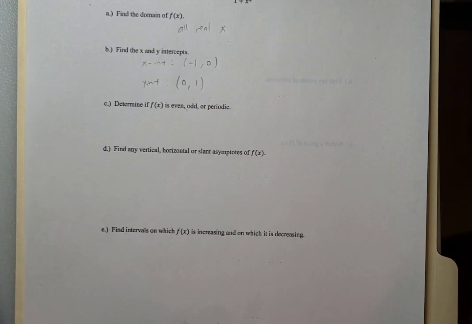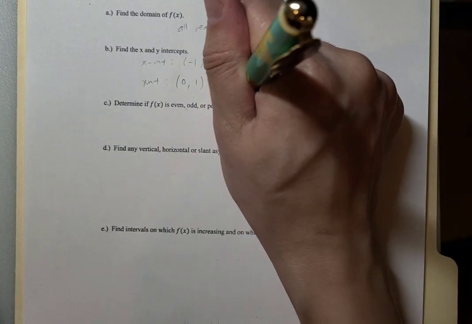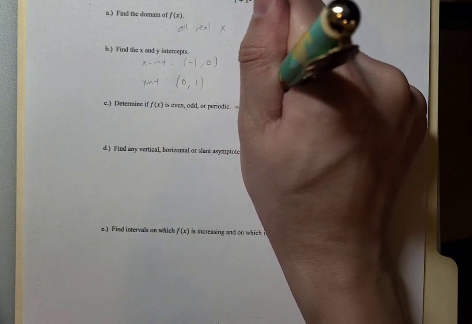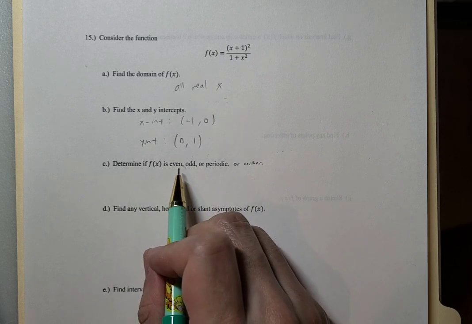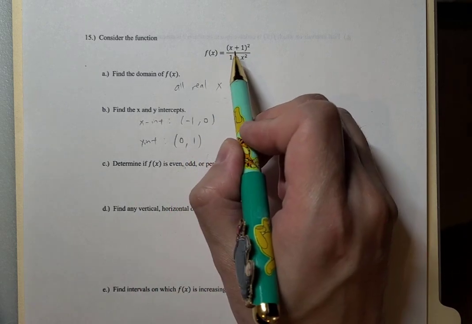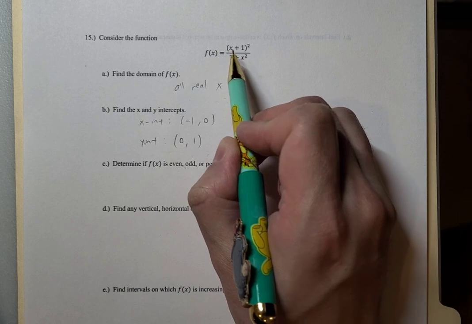Determine if f is even, odd, or periodic, or neither. I think this is missing because it's definitely not periodic. This is a rational function. Is it even if we plug in x as negative x? Do we get the same thing back? At the bottom we do, but at the top we don't.